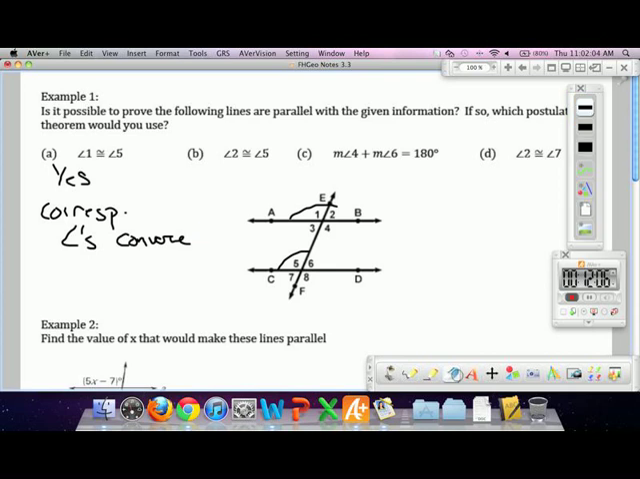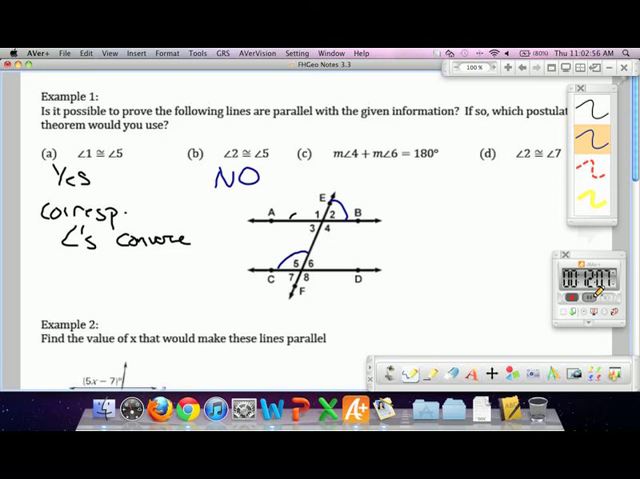C, 4 plus 6 is 180. Is that good enough? Yeah. That's the consecutive interior angles converse, or if you start with supplementary consecutive interior angles, then the lines are parallel. 2 and 7? Yes. Alternate exterior converse. Yeah, that would be good enough.